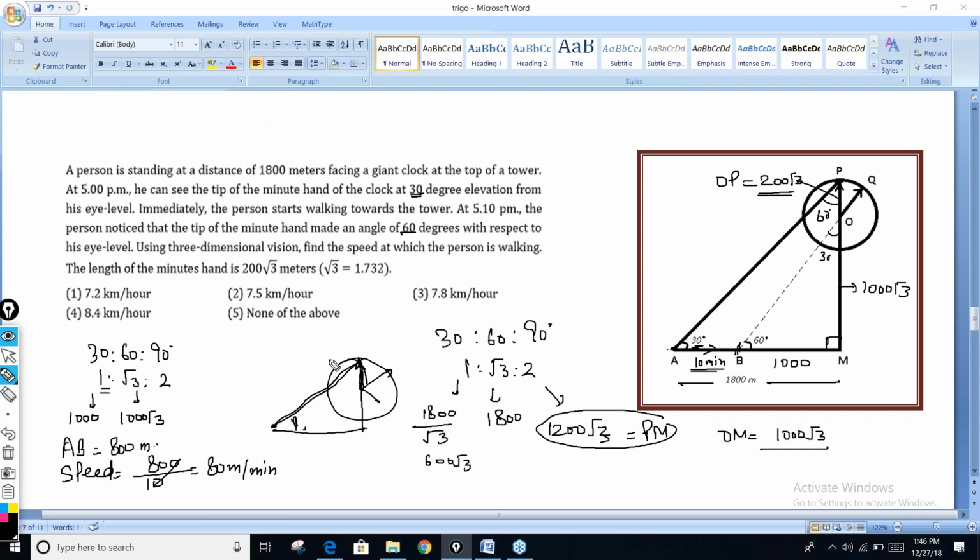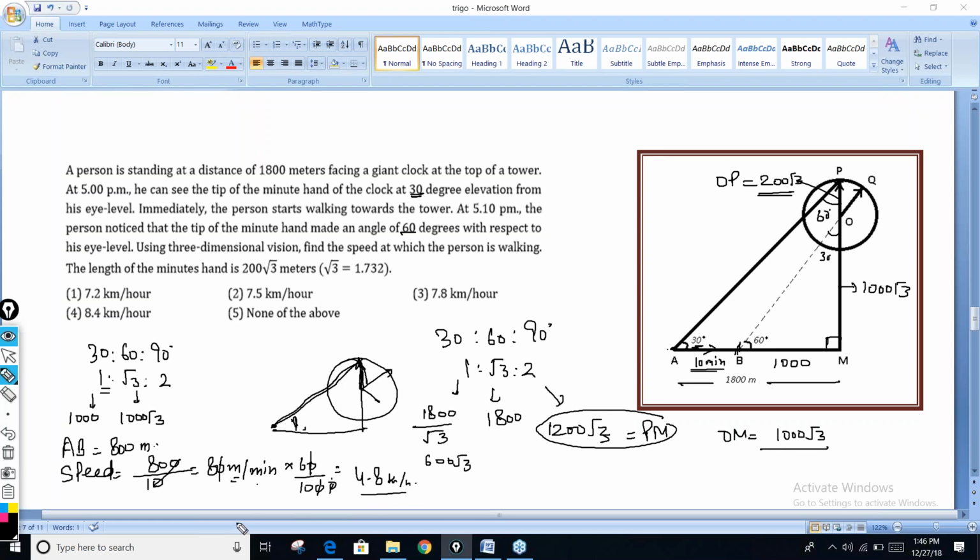But look at the option. Options are given in kilometer per hour. So I'll multiply with 60 upon 1000. That is kilometer per hour. Meter to kilometer we need to divide. Minute to hour we need to multiply. So that is, 80 meter per minute, so 2 decimal will be cancelled out. The answer is 48 upon 10, which is 4.8 kilometer per hour.